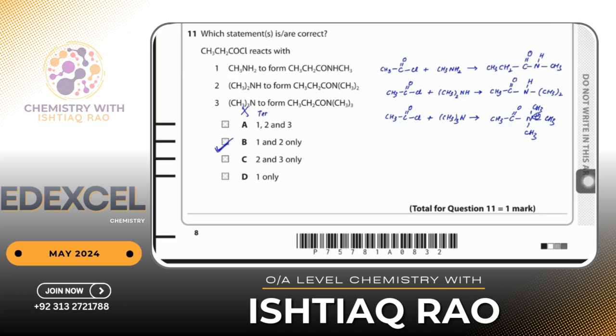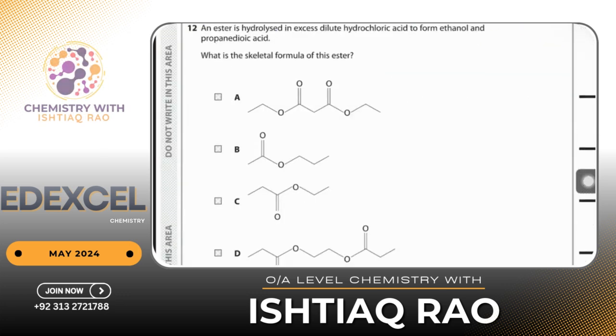An ester is hydrolyzed in excess dilute hydrochloric acid to form ethanol and propane dioic acid. What is the skeletal formula of this ester? So ethanol is going to be this, right? And propane dioic acid is going to be 1, 2, and 3. So I am supposed to have two alcohols, right?